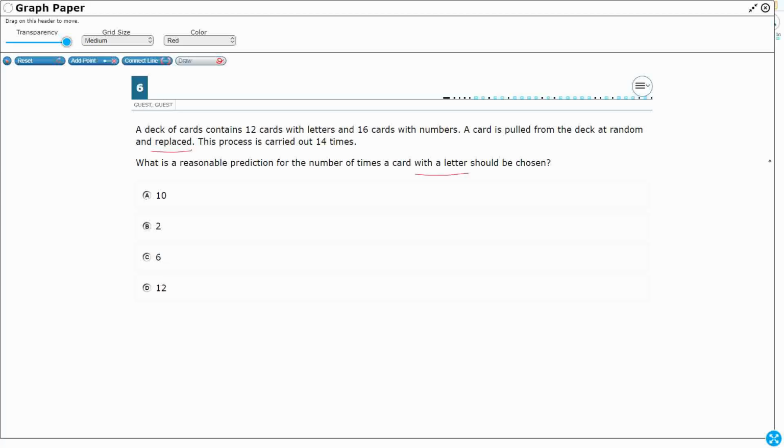So this is a theoretical probability. We're not actually doing it. We're just predicting what would happen. Well, what do I know about my letter cards? Okay, I've got 12 cards with letters. So 12 letter cards. How many total cards do I have? Because 12 out of how many? Well, I've got 12 and 16, so add those two together, you're going to get 28.